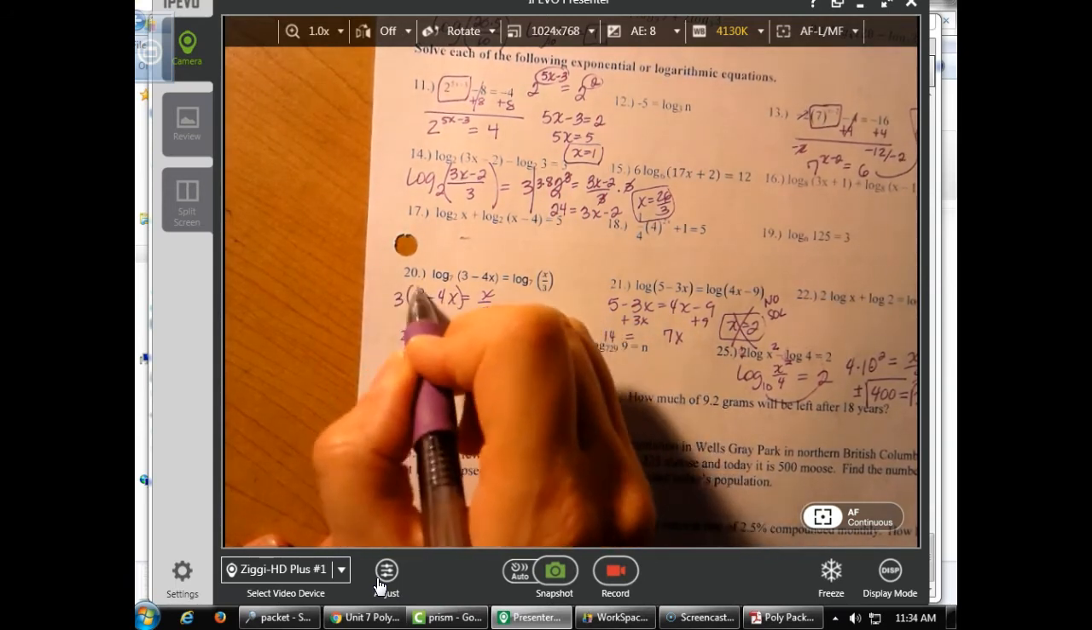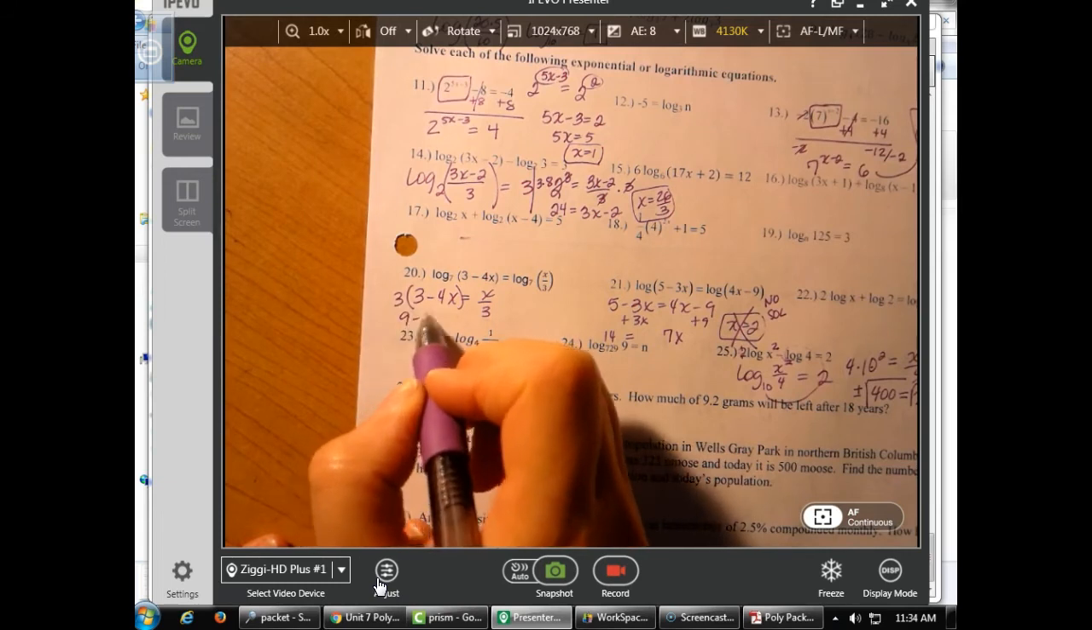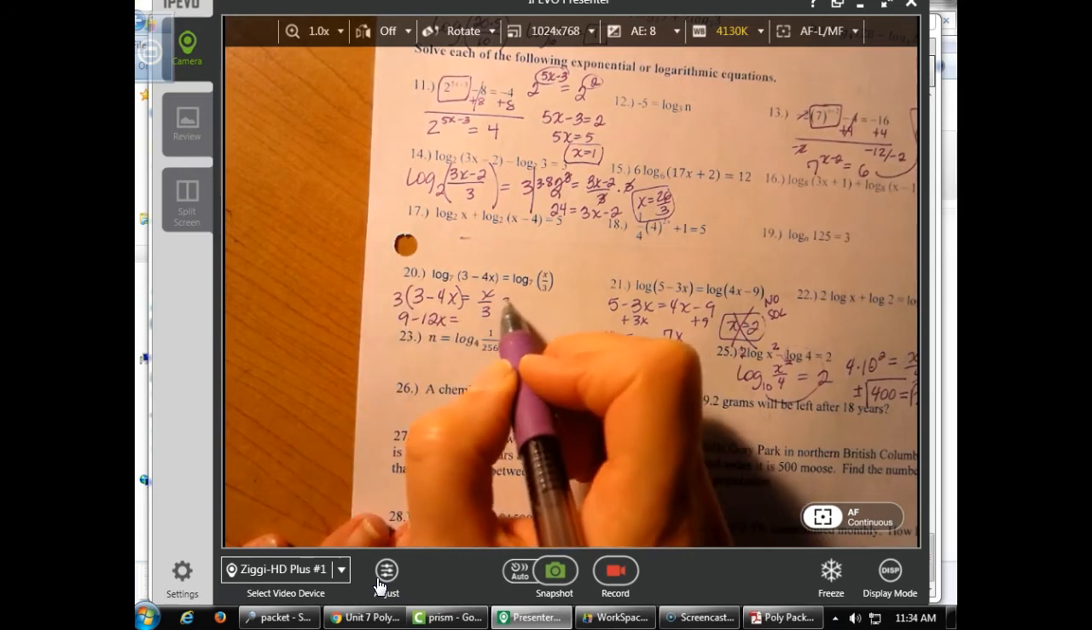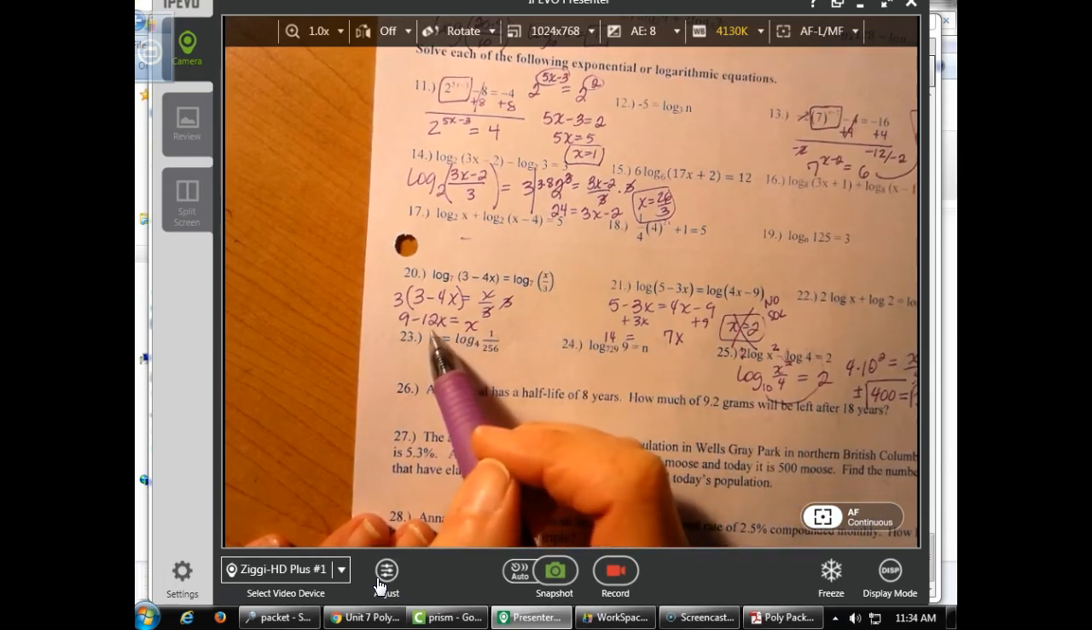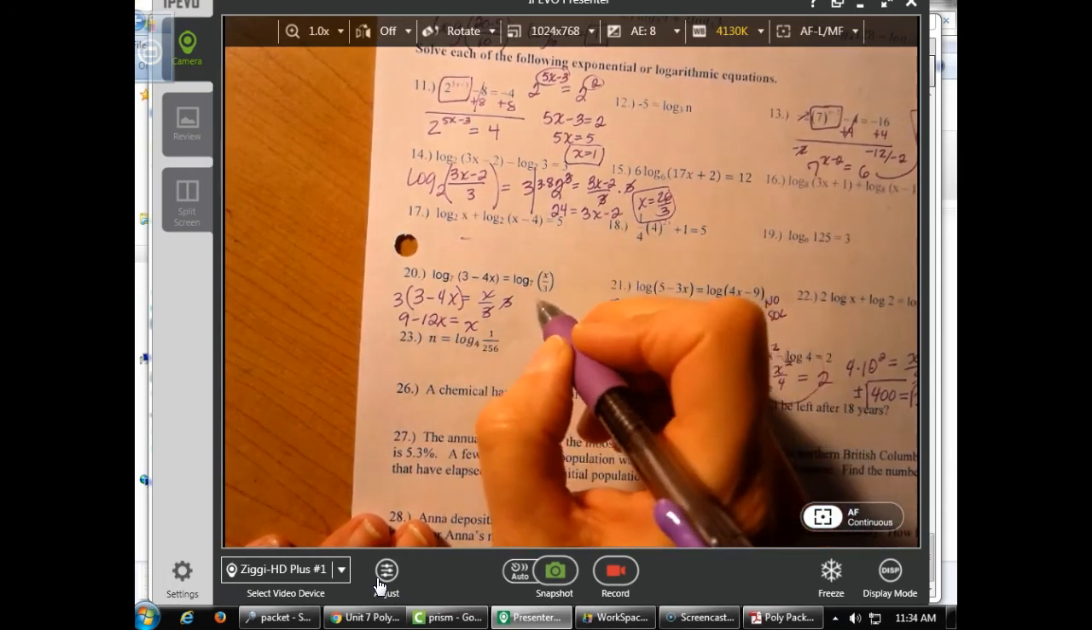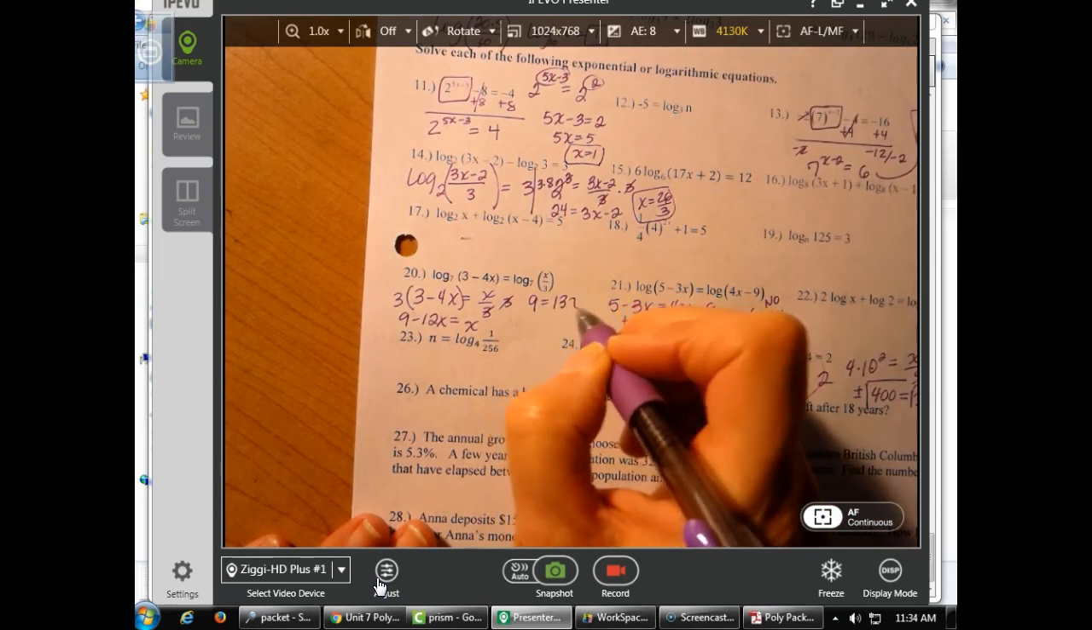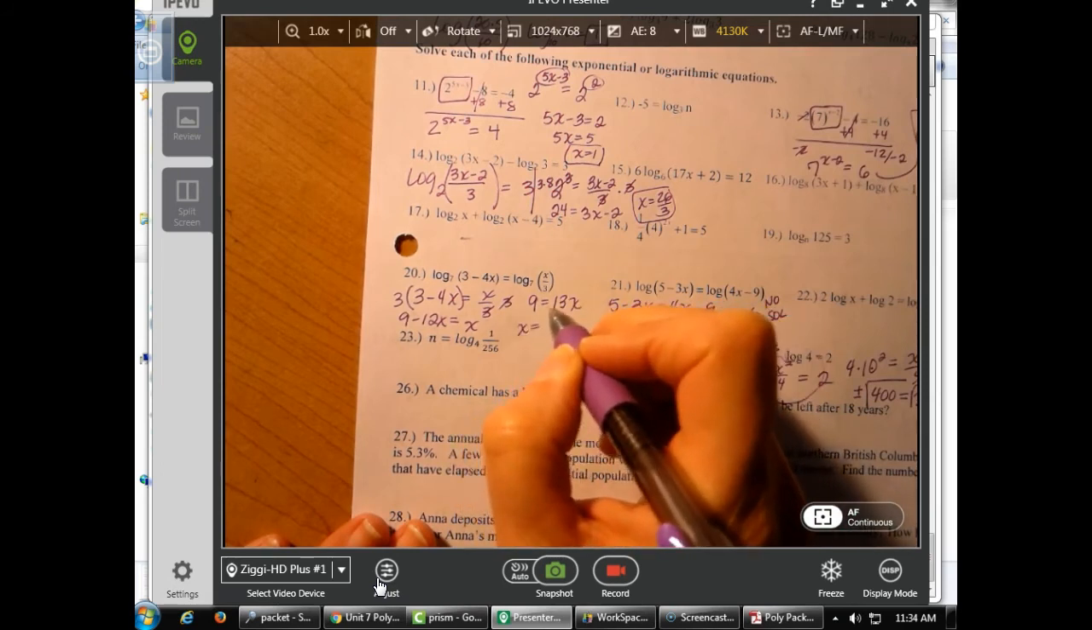Think just, you're going to distribute over here. So you get 9 minus 12x is equal to x. So I'd probably add 12x to the other side to get 9 is 13x. X is going to be 9 over 13.